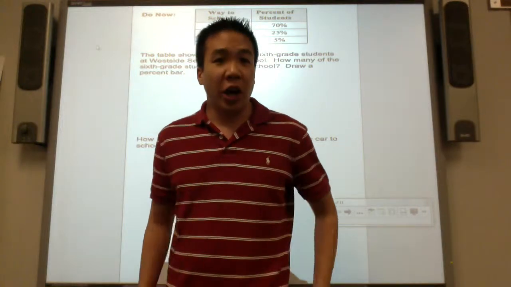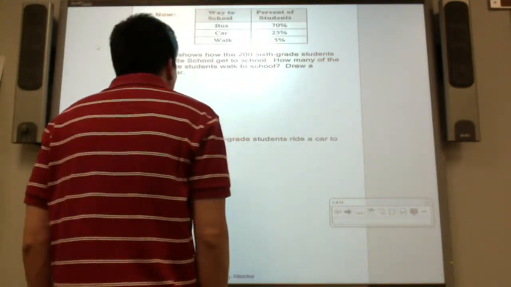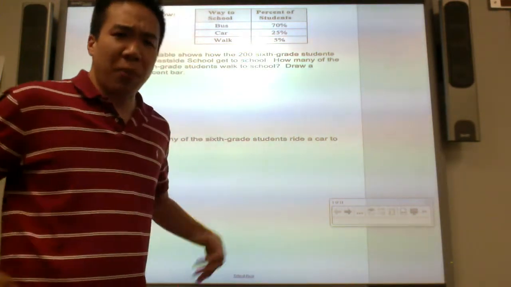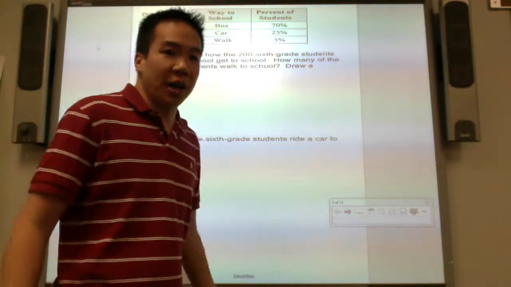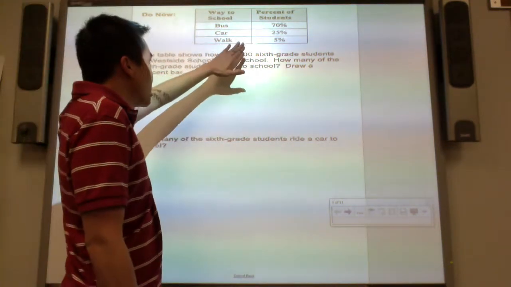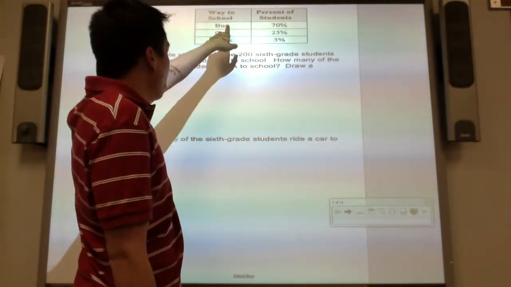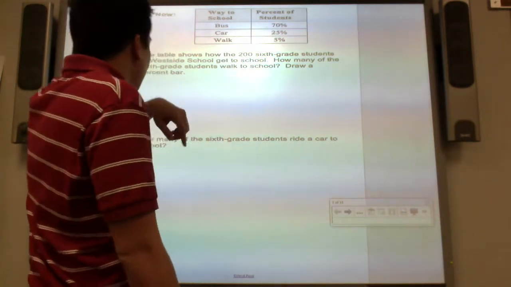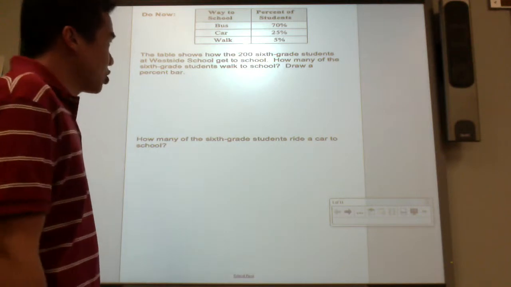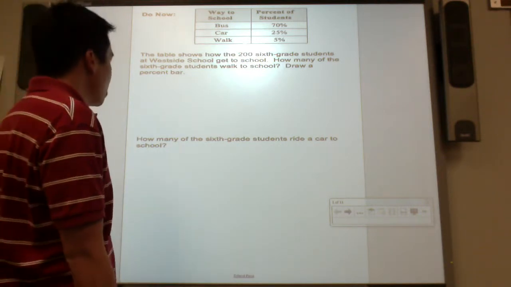Talk about part of the whole. So let's go over what we learned about benchmark percents using rectangular bar diagram models. The table shows the way certain sixth graders go to school: through buses, cars, and walking. The table shows how the 200 sixth grade students at Westside School get to school. How many of the sixth grade students walk to school?